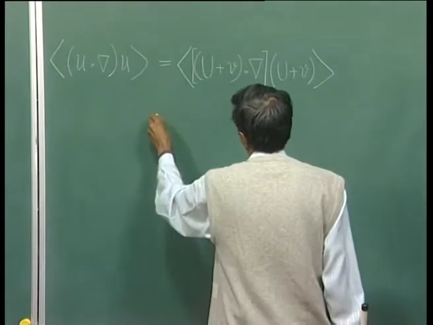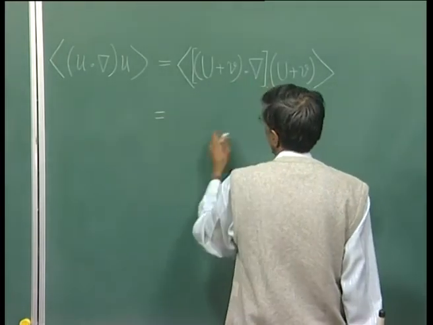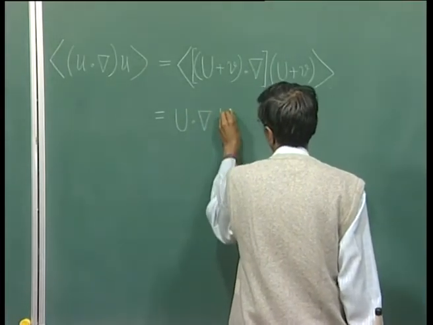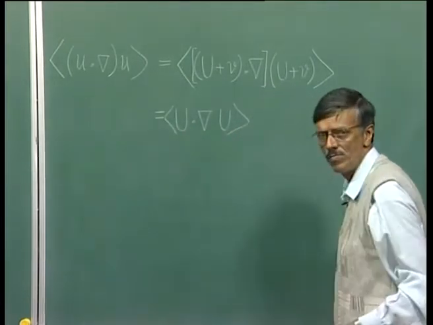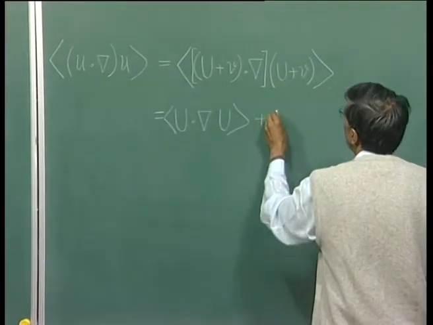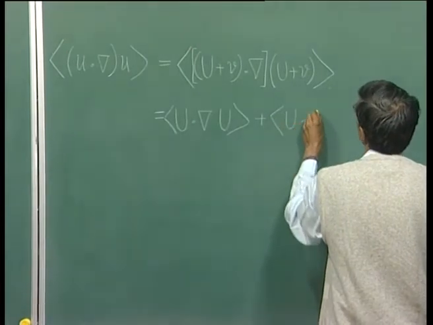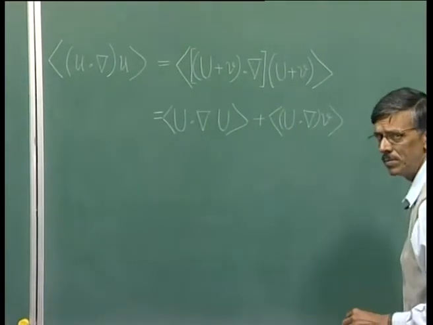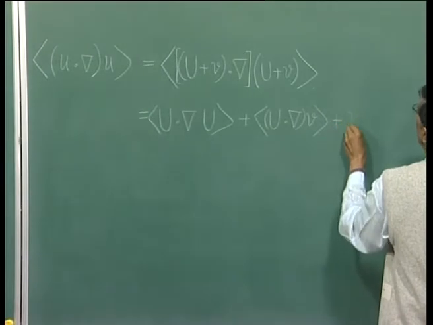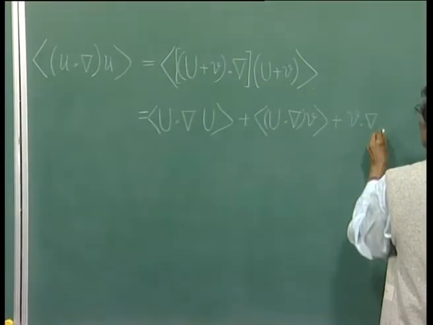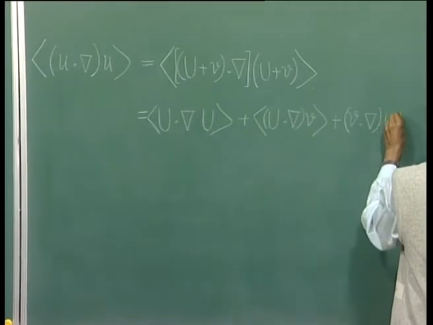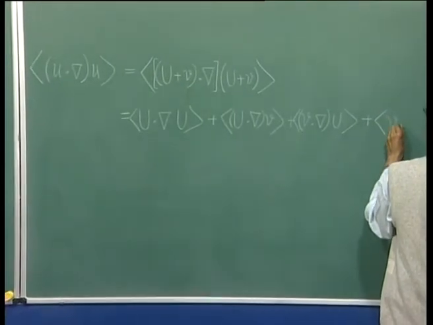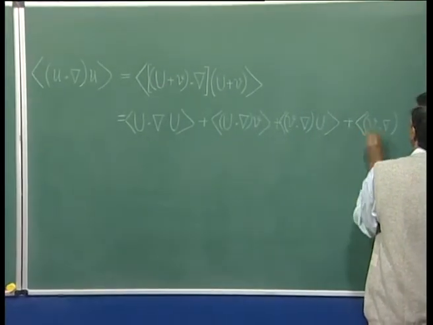So, if I do that, I am going to get here one set of terms, u dot del u, this term. Then I will also have a term which is like this, u dot del v, this term. Then I will have v dot del u, this term, plus v dot del v, operating on.